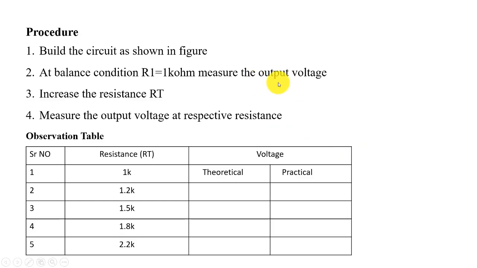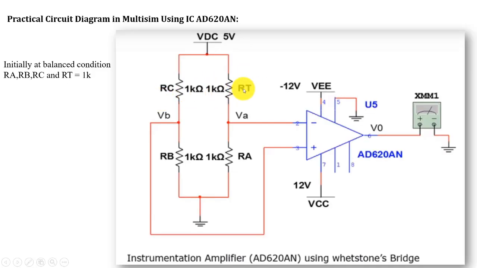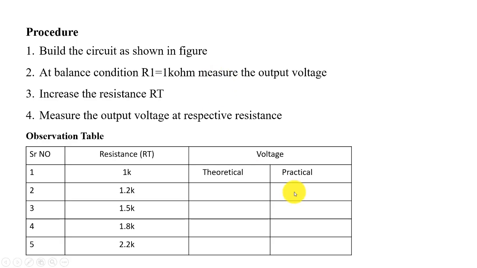So let us see the procedure. The first step, we need to build the circuit as in the figure. At balance condition, all the values of the resistors connected in the 4 arms are equal to 1 kilo ohm. Then we need to increase the resistance of RT, this branch. So we increase it by some slight resistance by manually changing the value, and we can observe the voltage value at the output. So this is how we can implement this.